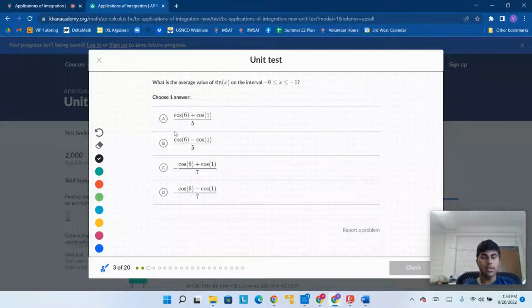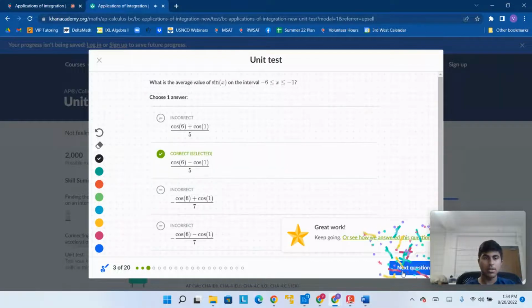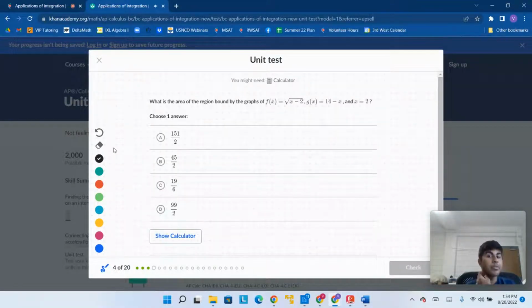So our answer is going to be B. And we can move on to the next question. All right. What is the area of the region bound by the graphs of f of x equals square root of x plus 2, x minus 2, g of x equals 14 minus x, and x equals 2?